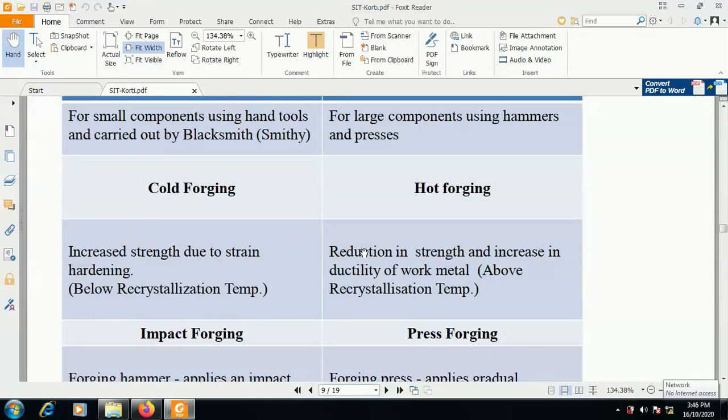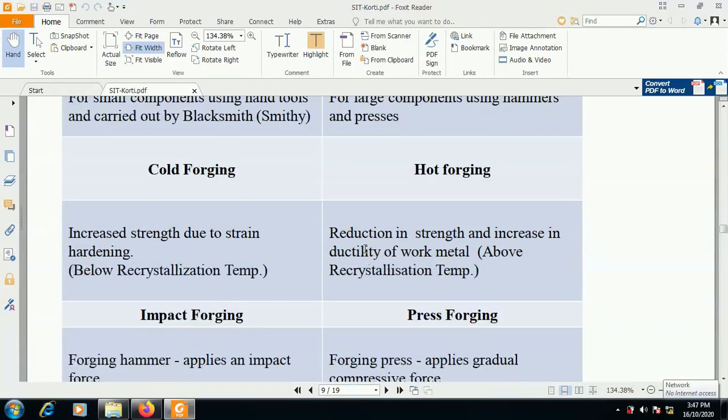Reduction in strength and increase in ductility of the work material. In case of hot forging, the forging process is carried out by heating the workpiece above the plastic deformation temperature or above the recrystallization temperature. That's why strength decreases as well as ductility of the material is more.